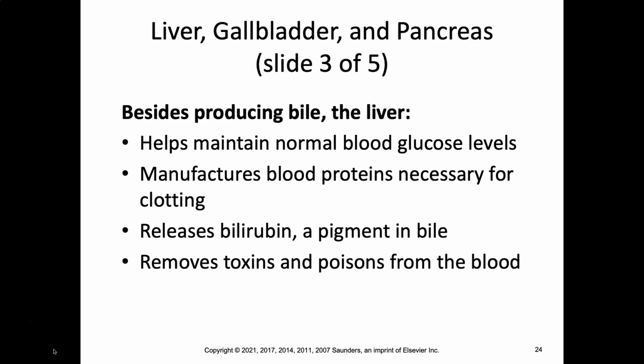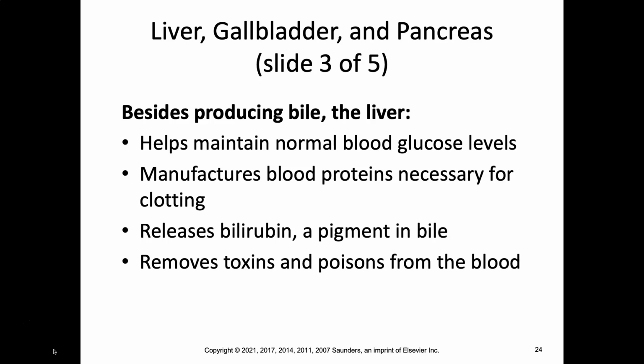It releases bilirubin, which is a pigment in the bile. Have you ever heard of hyperbilirubinemia? That is something that often newborns get, and we call it jaundice. What it is is they have too much of it. The liver removes toxins and poisons from the blood, and you really can't live without your liver and pancreas.